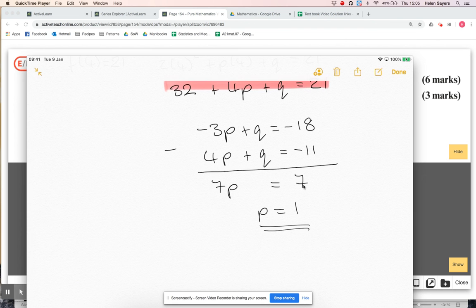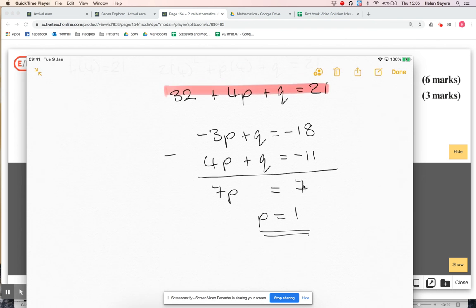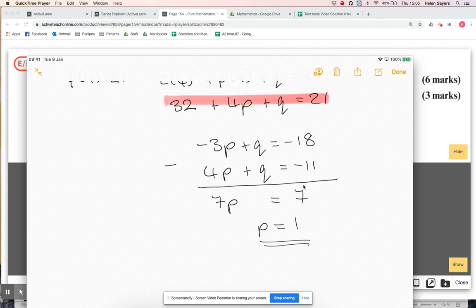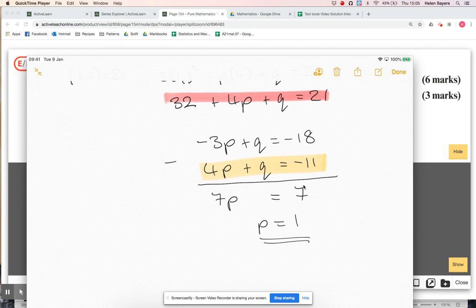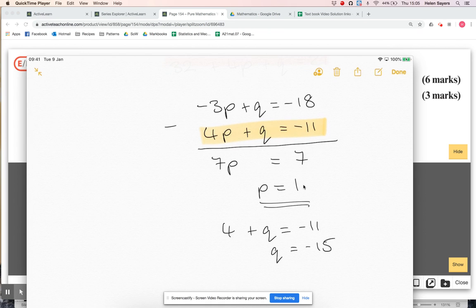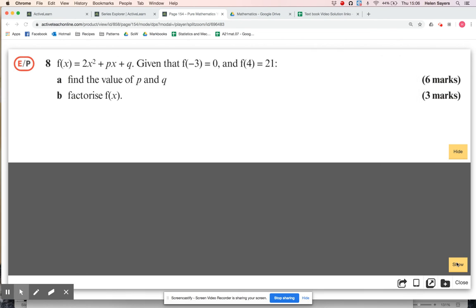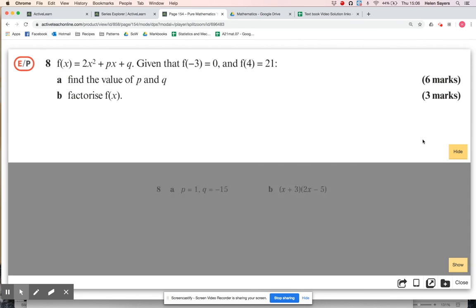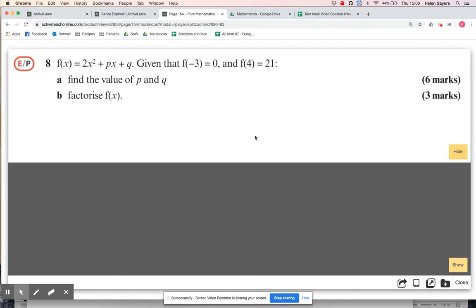Okay, so now I know that p is 1. I am just going to pick what I think looks like the simplest, so maybe that one. So if p is 1, that becomes 4 times 1 plus q is minus 11. So that would give me q is minus 15. Okay, so they would be my 2 solutions. And that was worth most of the marks. Just going to double check those before we carry on. p is 1 and q is minus 15. So that was worth 6 marks. That's the bulk of the question.